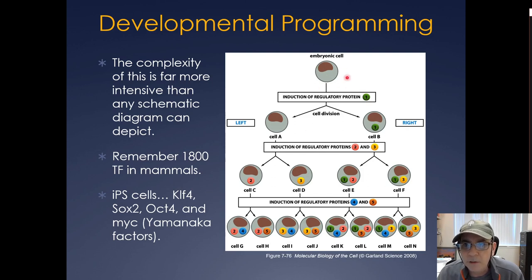As it comes to embryonic stem cells, and we'll look at this later, you can actually go backwards. You can drive a fibroblast to become what's called an iPS cell, or an induced pluripotent stem cell. You can add these four transcription factors, KLF4, SOX2, OCT4, and MYC. These are called the Yamanaka factors, and these can take just a plain old cell and turn it into a stem cell. And then you can cause that induced pluripotent stem cell to develop into different tissue.